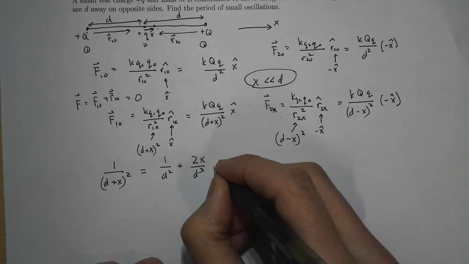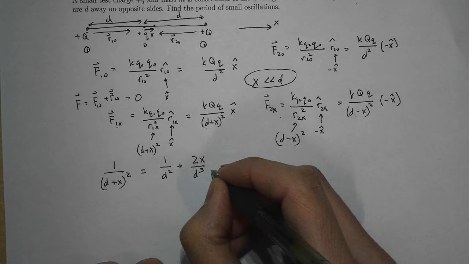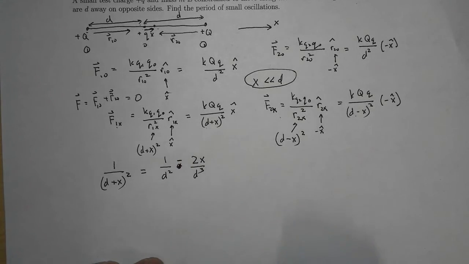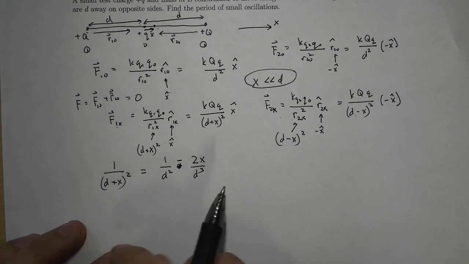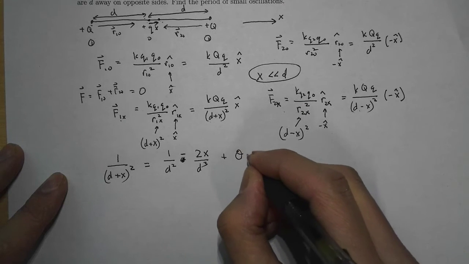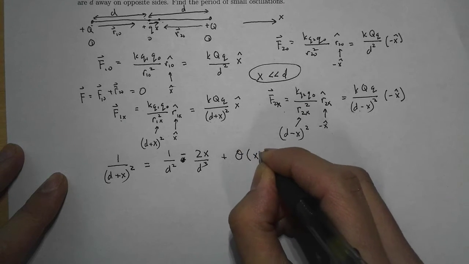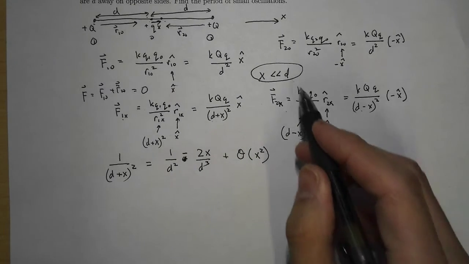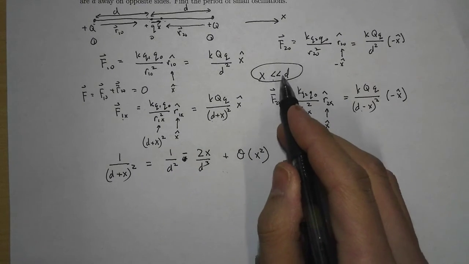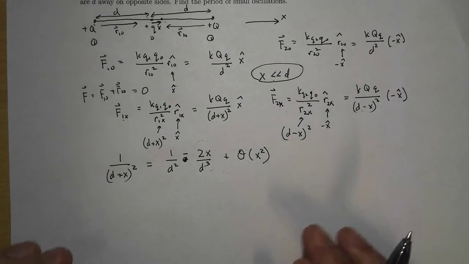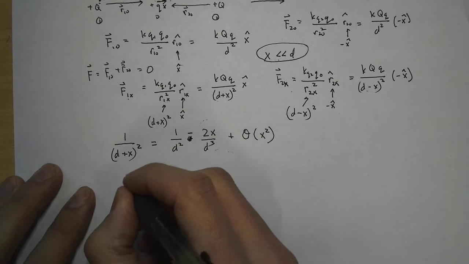Let me make sure I get the signs right, and the signs are in fact not correct. Minus sign. Okay. So we're going to use this plus order x squared. Higher order terms will be x squared. But because x is much less than d, this is the lowest non-trivial term that we need to worry about. So let's do this now.